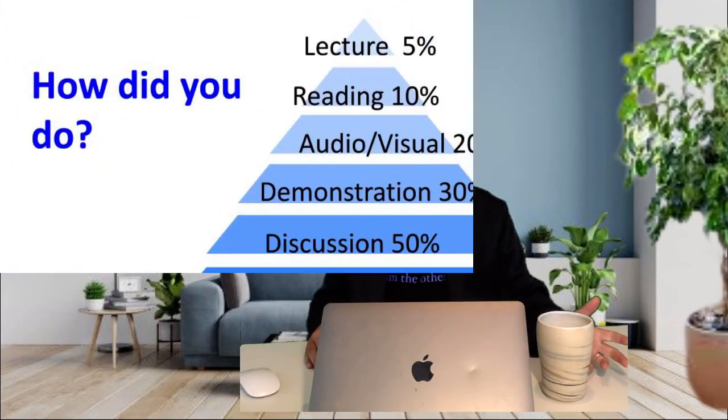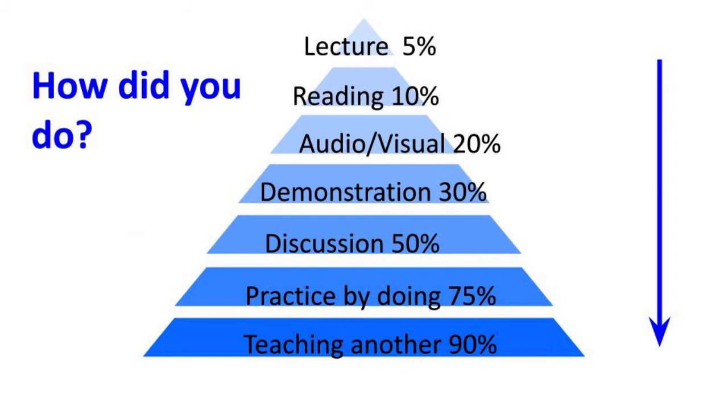How did you do? All right, so let's look at the top. The least effective strategy in terms of what students are likely to retain when you present new information is lecture. Generally, we expect students to retain about 5% of new content. Next is reading, that's about 10%. Audio and visual is about 20%.